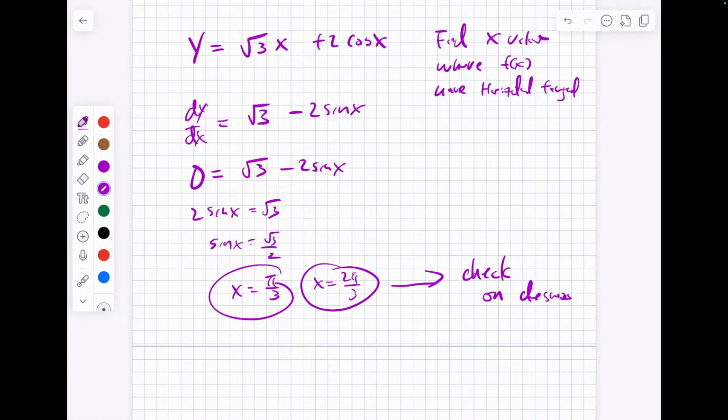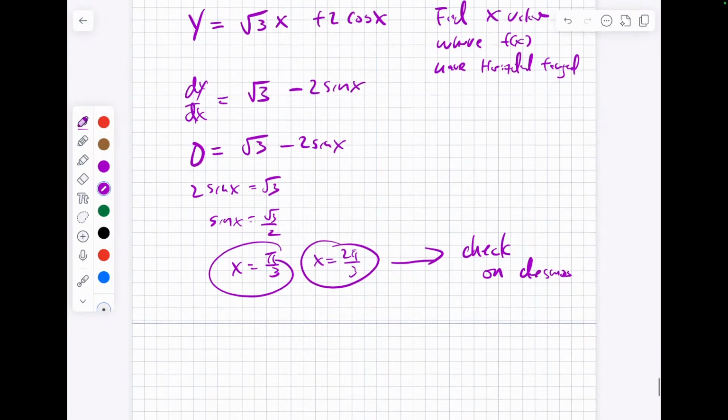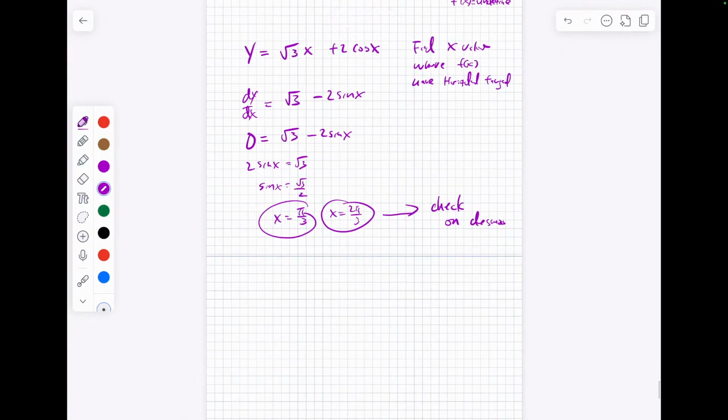Is it not plus 2? No, because you move the negative 2 to the other side. You add 2 sine of x on both sides, and you get 2 sine of x equal to square root 3, and you divide it by 2. Where does the negative 2 come from? Because you add 2 sine of x to the other side, so it's 2 sine of x equal to square root 3. Oh, true, okay. Because you took the derivative of it.